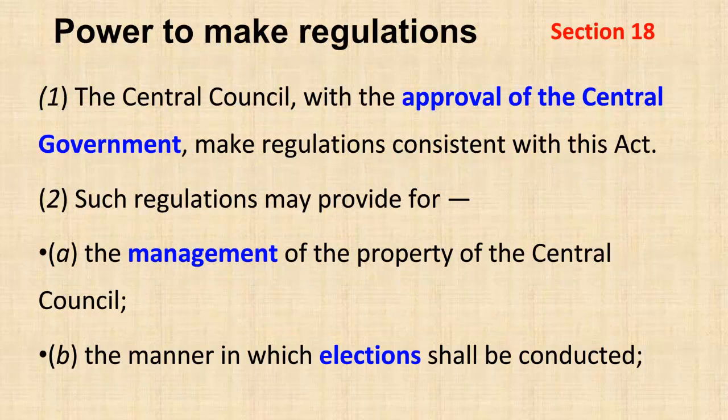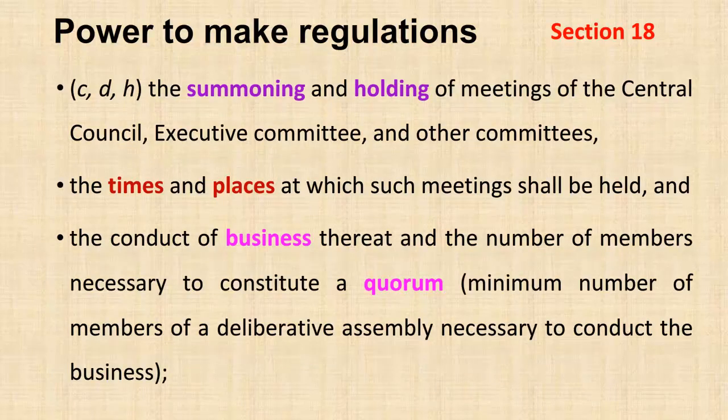Power to make regulations. Section 18. The Central Council, with the approval of the central government, make regulations consistent with this Act. Such regulations may provide for a. The management of the property of the Central Council. b. The manner in which elections shall be conducted. c. The summoning and holding of meetings of the Central Council, Executive Committee, and other committees. d. The times and places at which such meetings shall be held, and the conduct of business thereat and the number of members necessary to constitute a quorum.